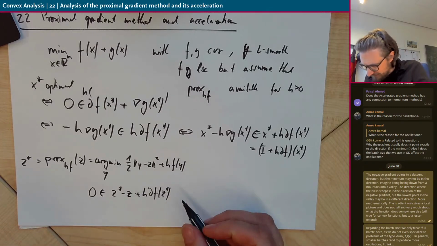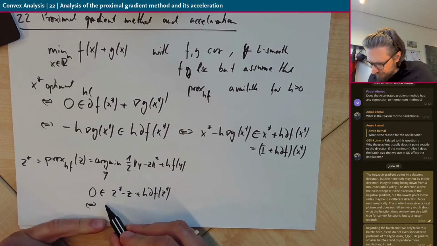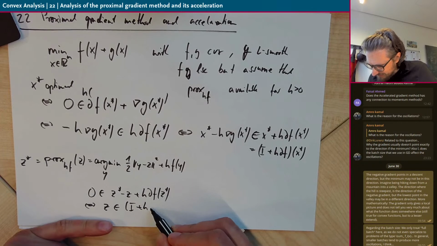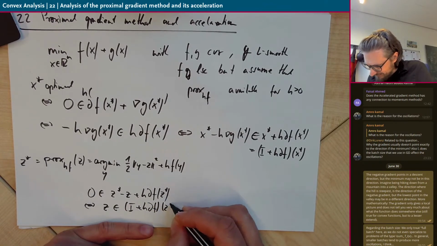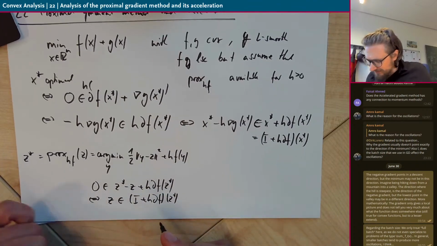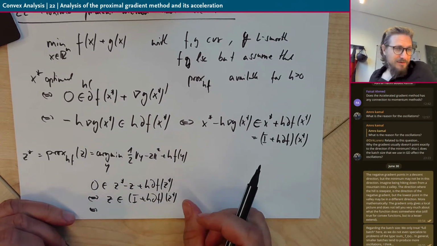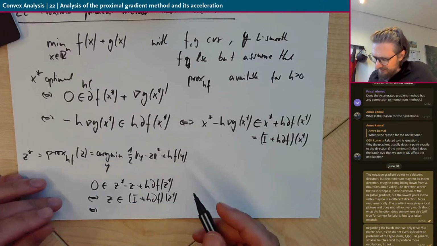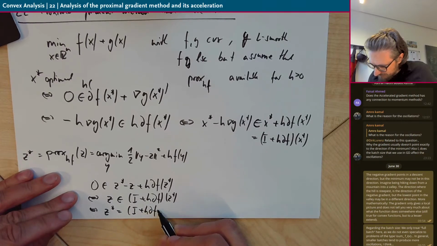And if we have a look at this, it can be rearranged to z is in identity plus h times subgradient of f at z star, which says, and we'll come to that in the next lectures, but just formally here for those who don't attend the next lectures, that z star is kind of the inverse operator of that guy here.